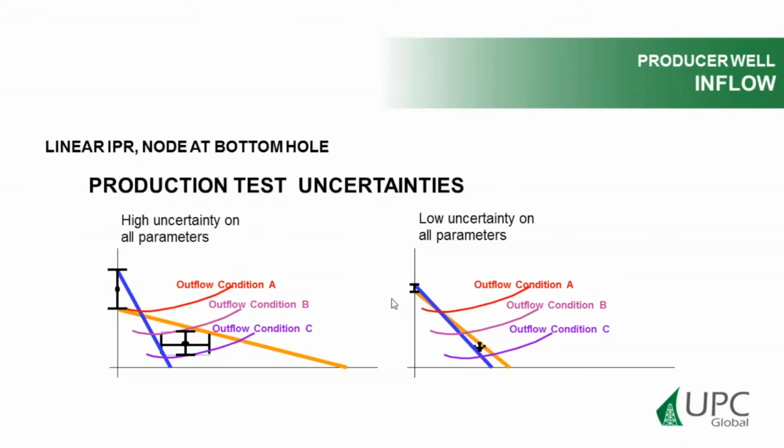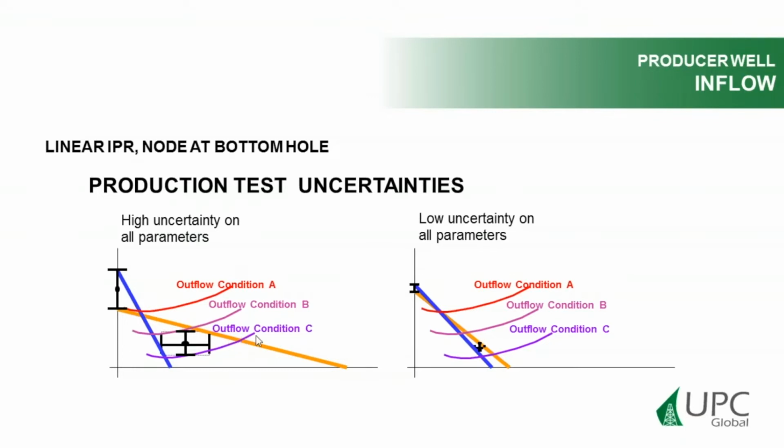Okay? When you have low uncertainties, there's no big difference between these inflows, the yellow and the blue. What is more important are the predictions. With the condition A, it will produce with the blue inflow, but cannot flow with the yellow inflow. With the condition B, the production with the yellow inflow is twice the production with the blue inflow.